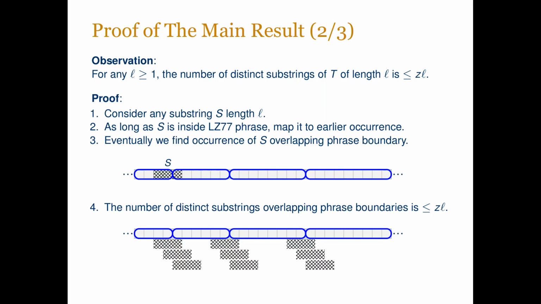It remains to observe that since there are at most L ways to position a string of length L so that it overlaps two phrases, we obtain that there can only be at most Z times L different substrings of length L.